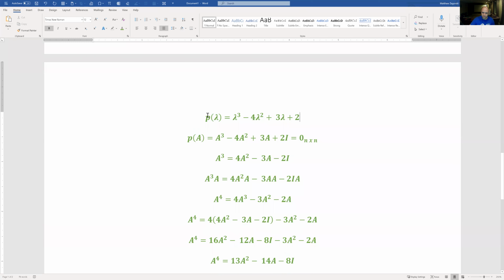The characteristic polynomial states that if you plug in A for lambda, it's going to equal the zero matrix, which is n by n, or in our case, 3 by 3.